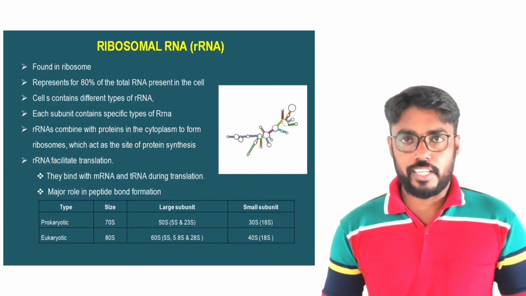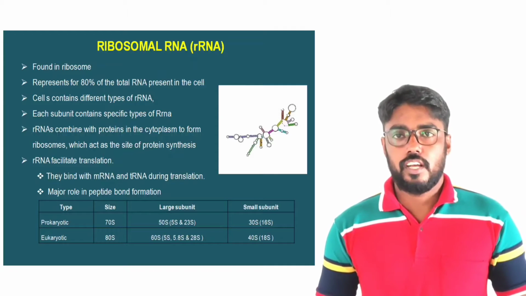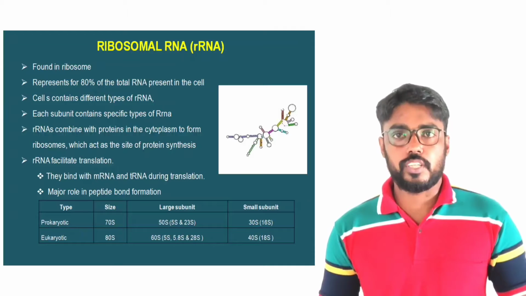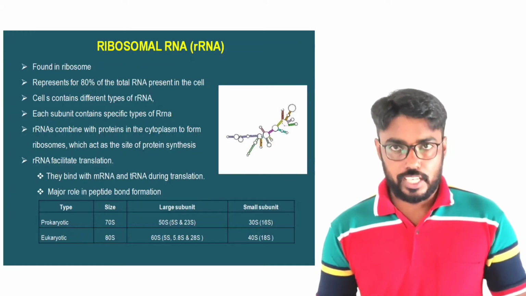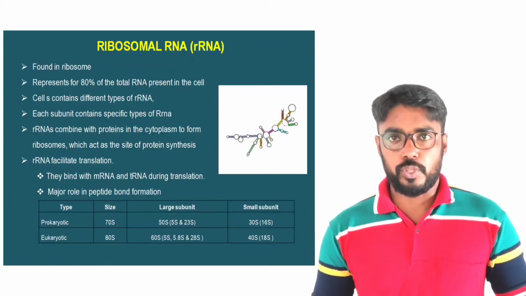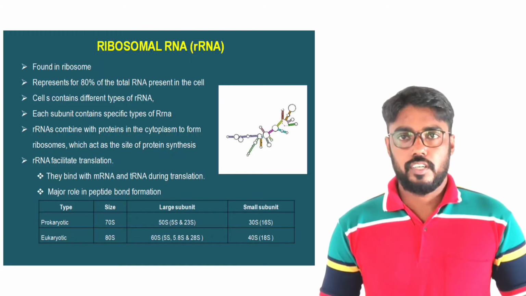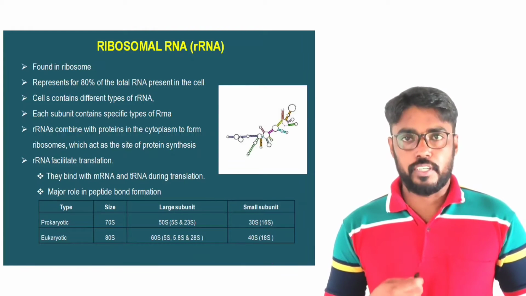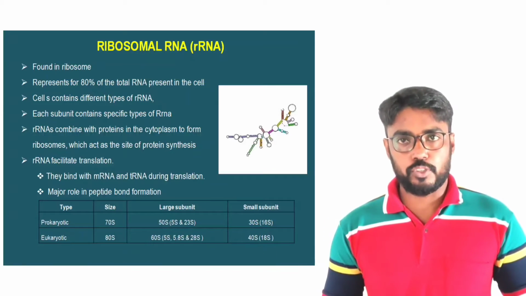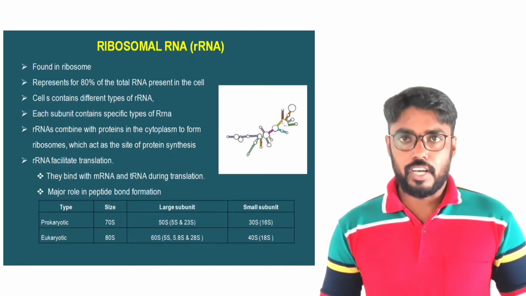The function of rRNA is to facilitate translation, and it will bind with tRNA and mRNA during translation, and this rRNA helps to form peptide bonds during protein synthesis. And here you can see different rRNAs found in different subunits of the ribosome, and this is about the ribosomal RNA.